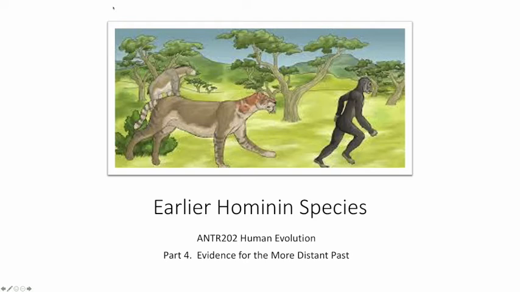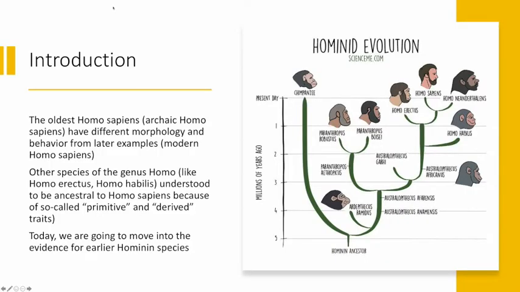So this is lecture 7 for Anthropology 202, Human Evolution. We are in part 4 of the class where we're looking for evidence for human evolution for the more distant past. So to begin, to kind of situate ourselves vis-a-vis this last lecture.